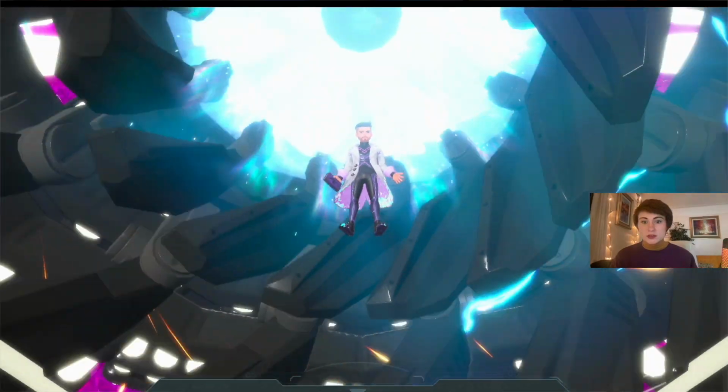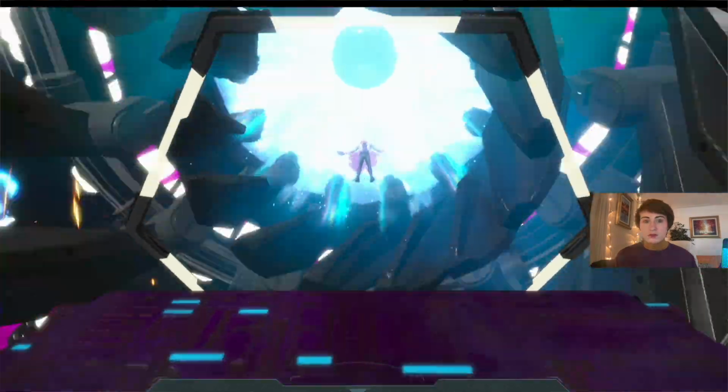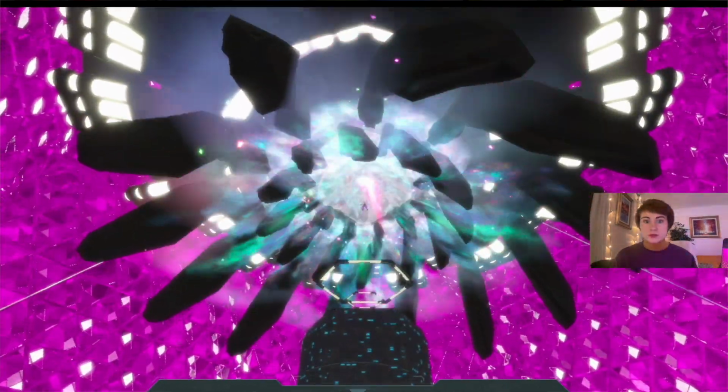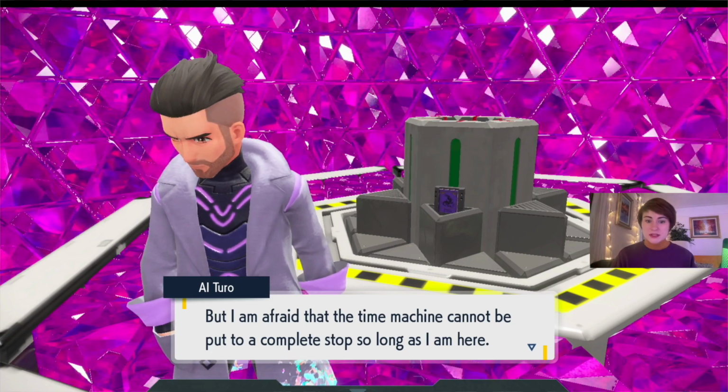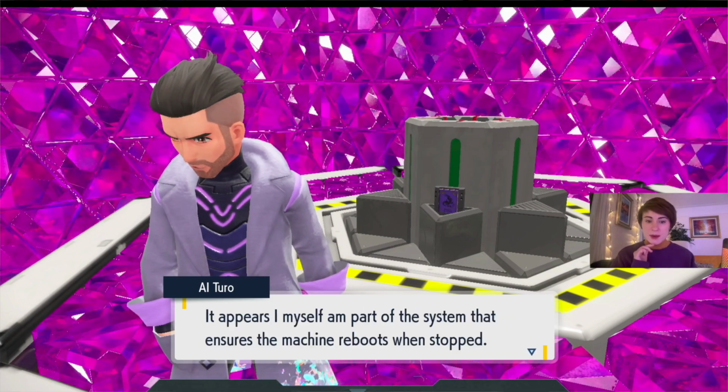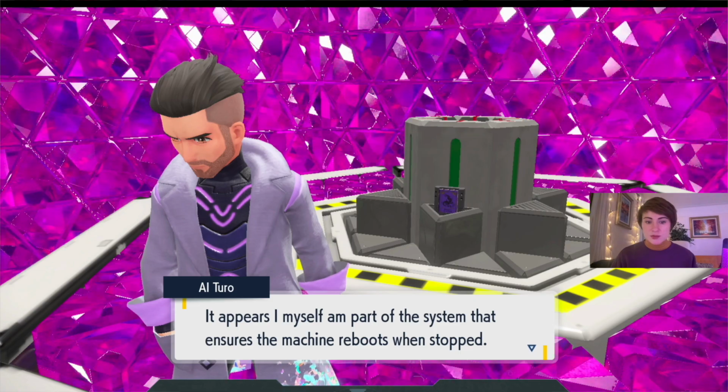The events of the game occur, and at the end, AI Sada or AI Turo travel to the past or future. They mention that the reason that they can't stay in this time is because they themselves are inextricably connected to the time machine. And that's how the story of the games end, but that leaves us with a problem.